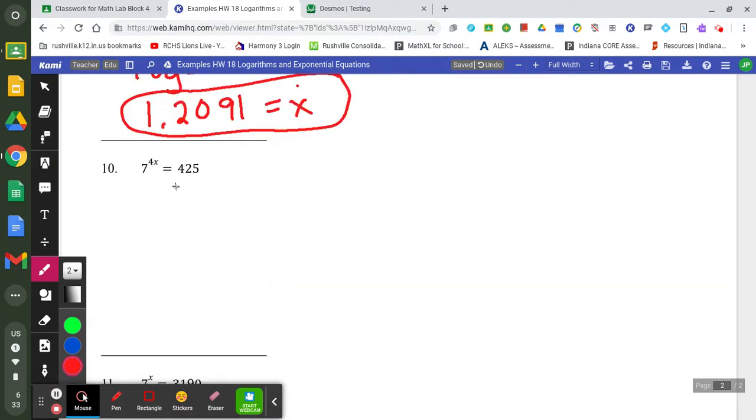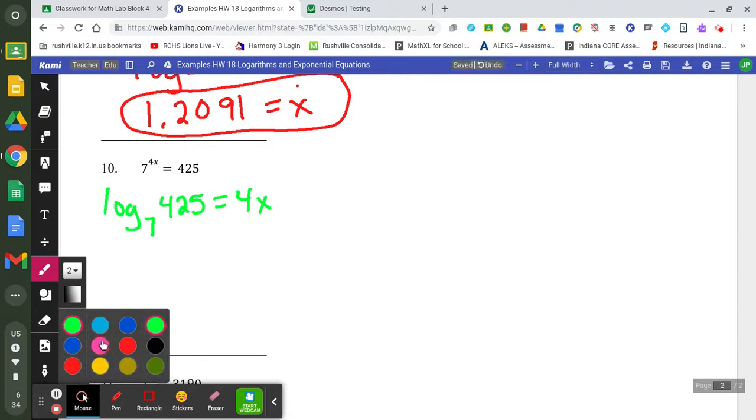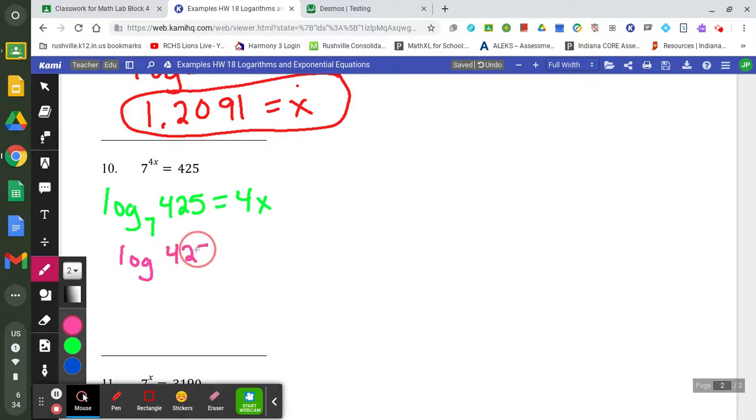Number 10 is just a little bit different because the exponent is more than just an x. But we're going to start the same way by changing it to a log. So log, the base is 7, of 425 equals 4x. We're still going to do the change of base. So log 425 over log 7 is going to equal 4x.